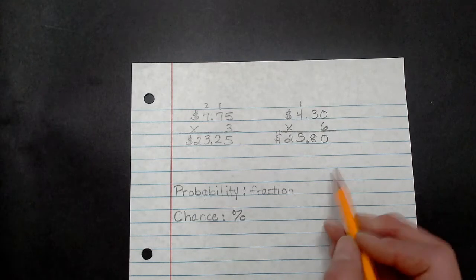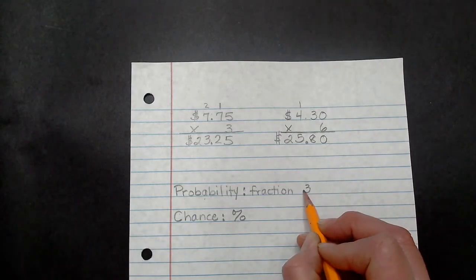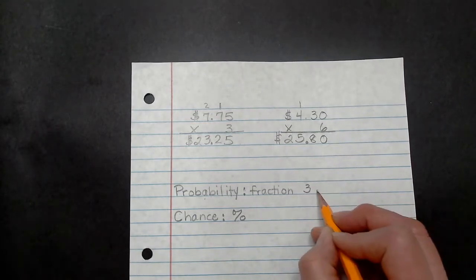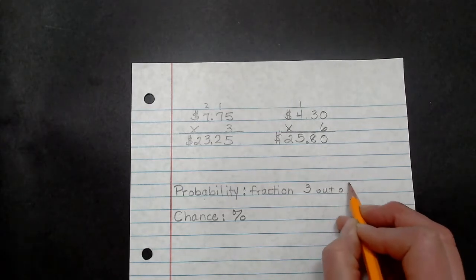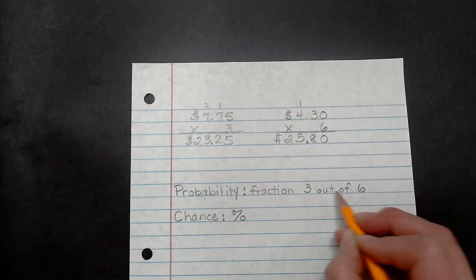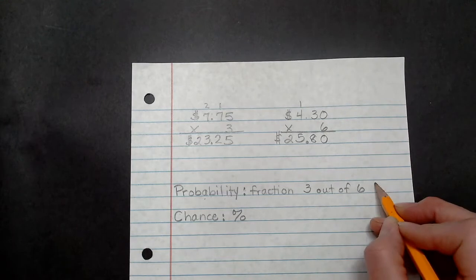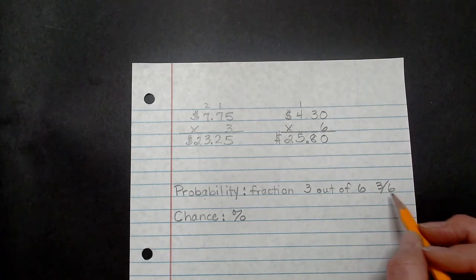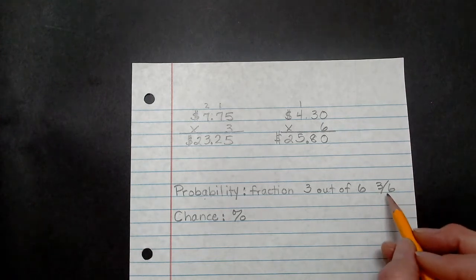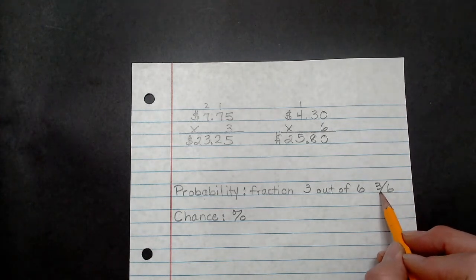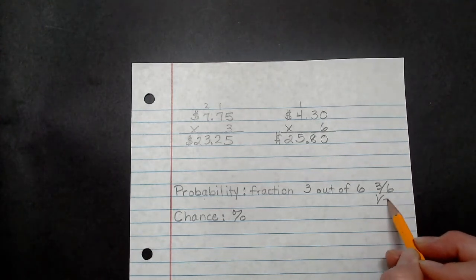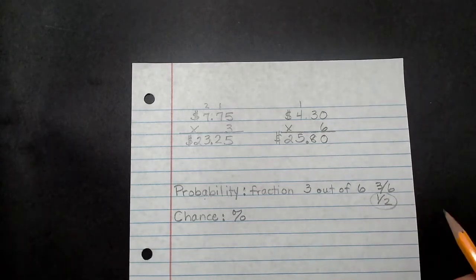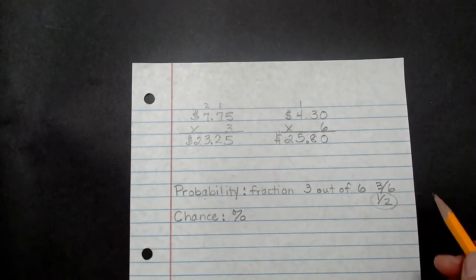Well, we think there are 3 even numbers out of 6 total choices, and so 3/6. And now you'll learn in your math today that 3/6 is also a fraction that can equal 1/2. All right. Hey, 2 lessons combined here.